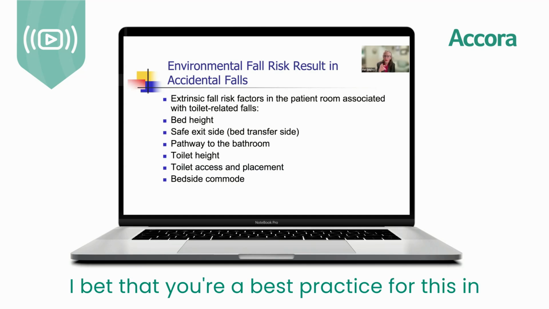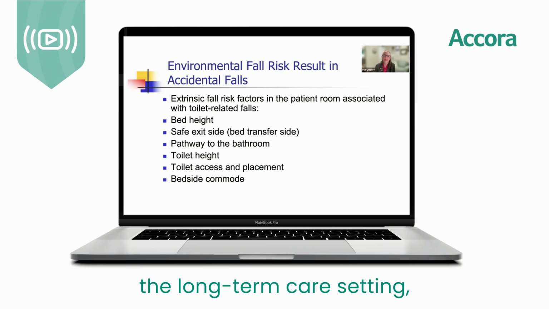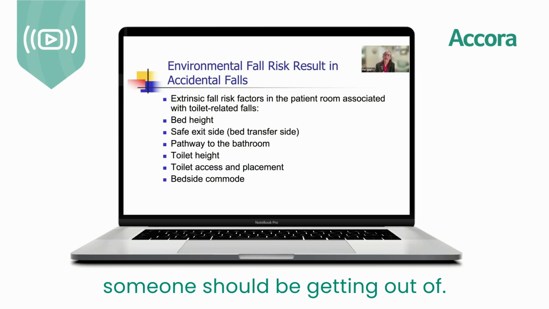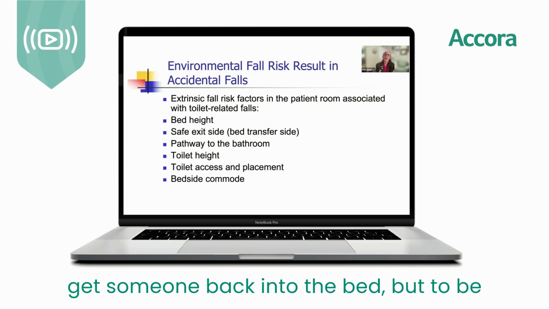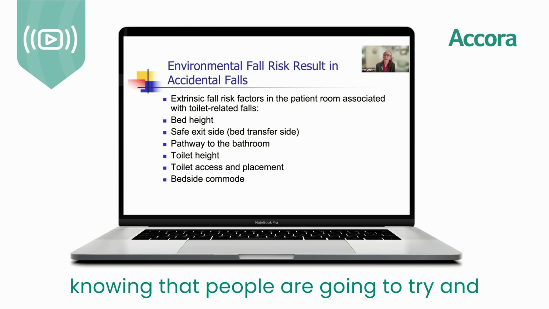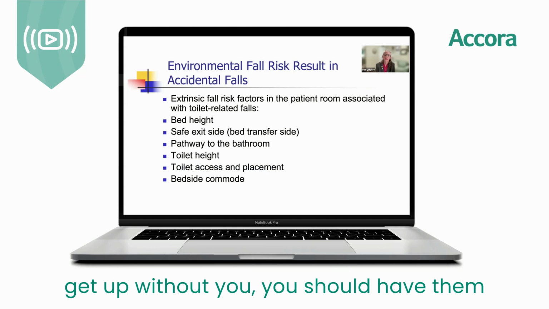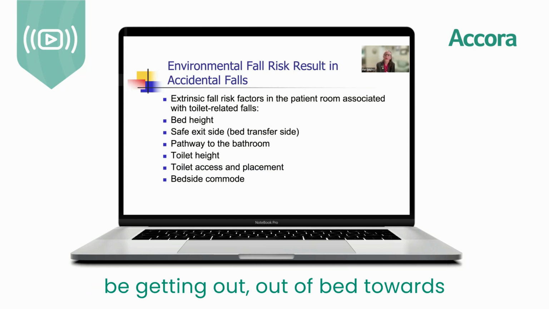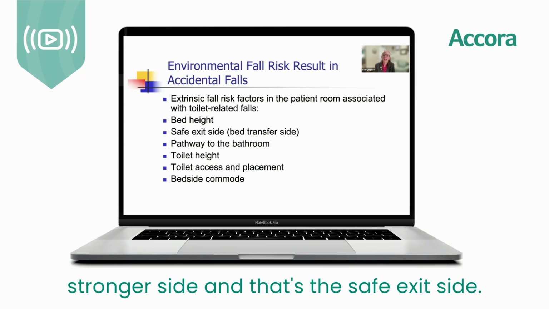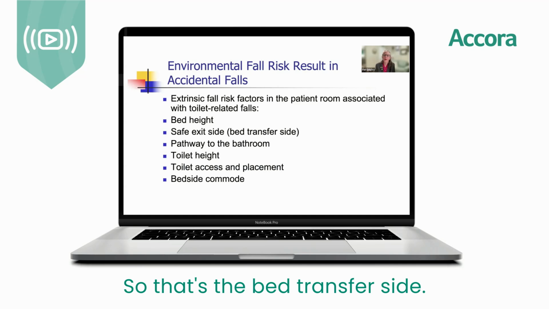Safe exit sides are really important, and I really advocate for these in all settings of care. And I bet that you're a best practice for this in the long-term care setting, but you should know what side of the bed someone should be getting out of. You can always position a chair to get someone back into the bed, but to be able to actually get out of the bed, knowing that people are going to try and get up without you, you should have them be getting out of bed towards the side of their bed that is their stronger side. And that's the safe exit side. So that's the bed transfer side.